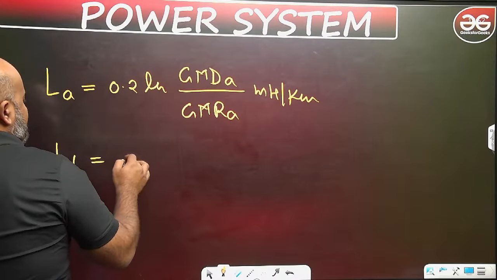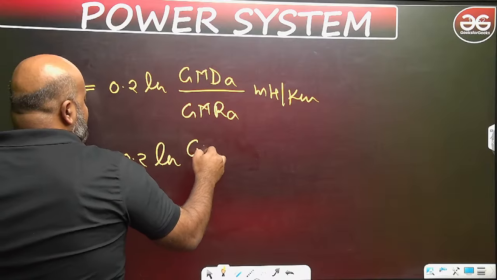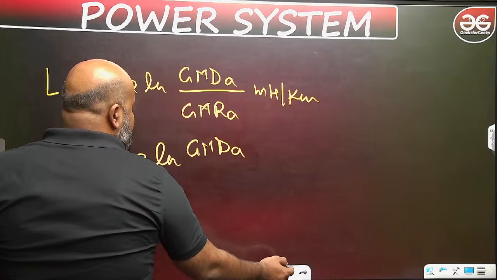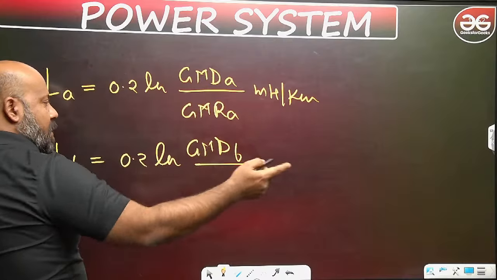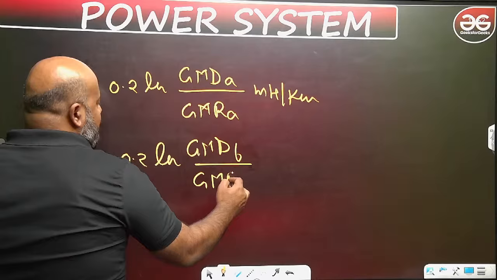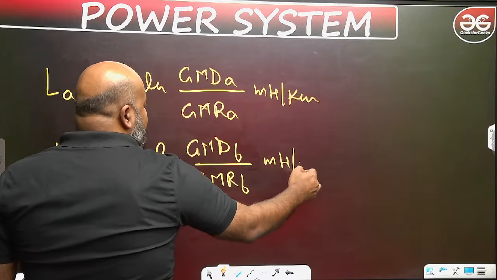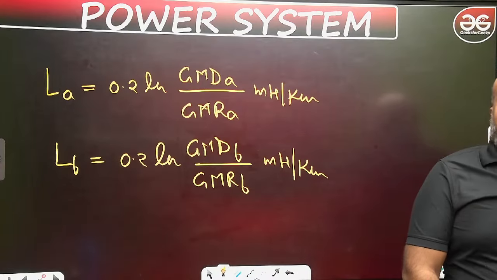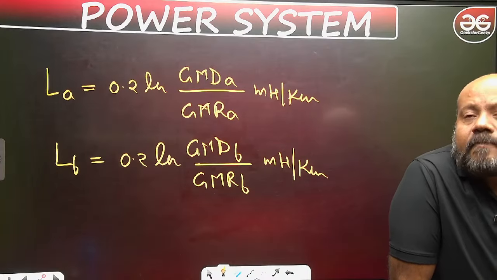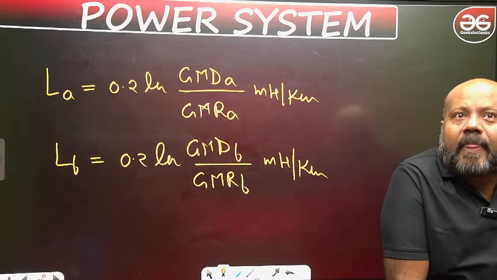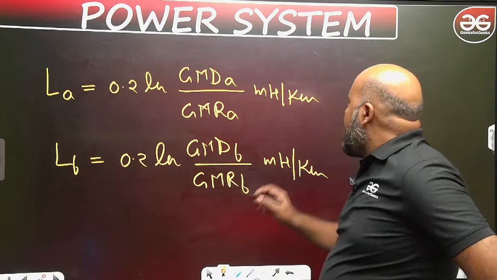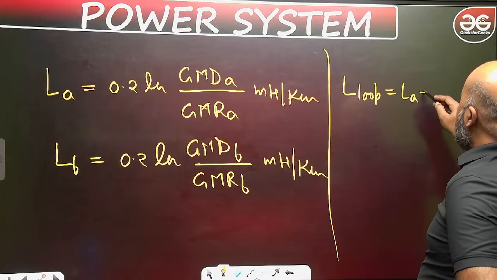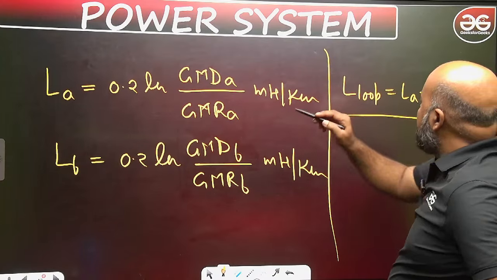What is LB? 0.2 ln GMD upon GMR B. We are talking about bundled conductor. This is millihenry per kilometer. Everybody just tell me yes or no. Yes. The moment you get LA and LB, now you calculate the total or the loop inductance. That is nothing but LA plus LB.